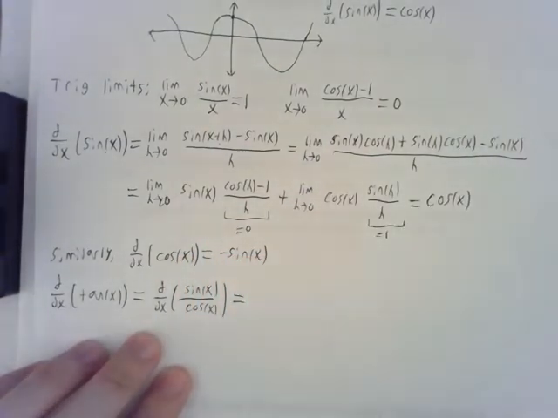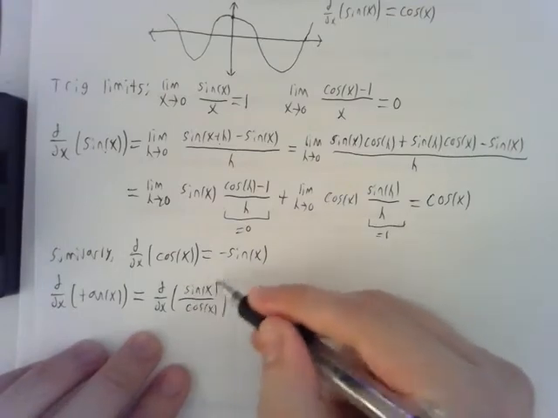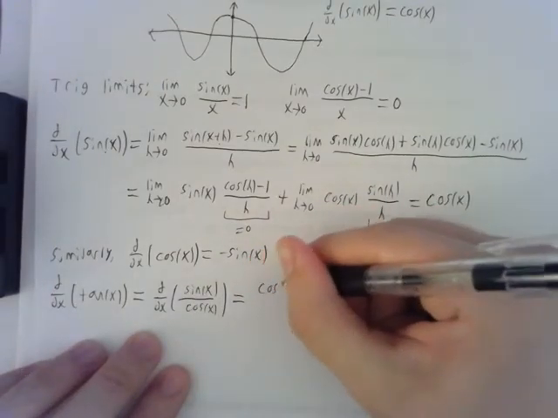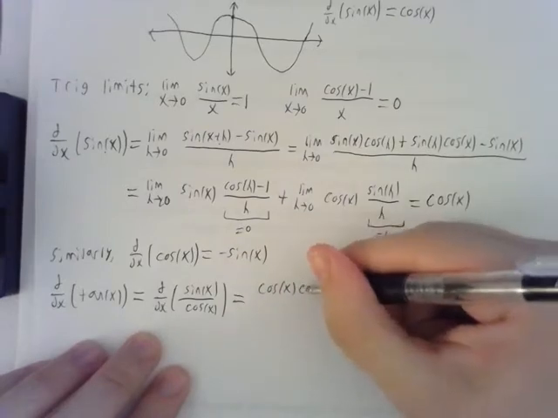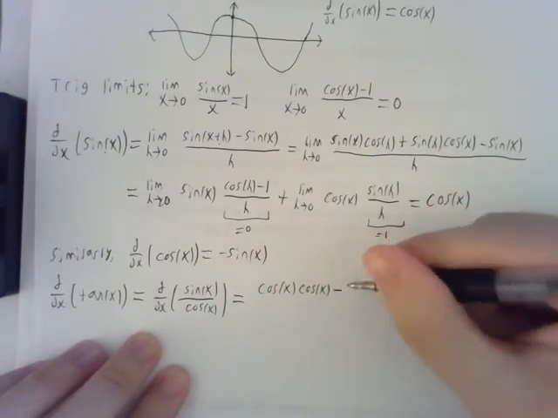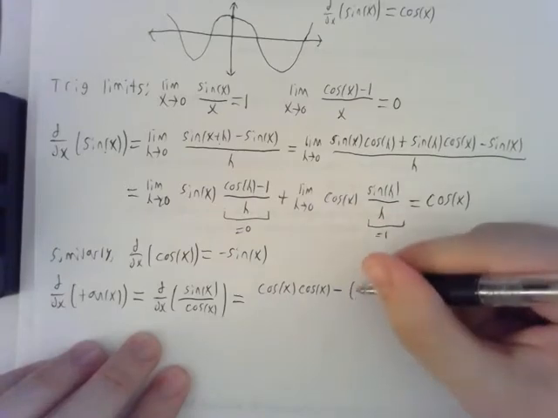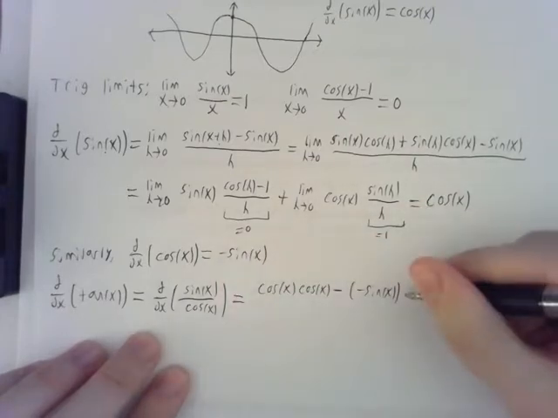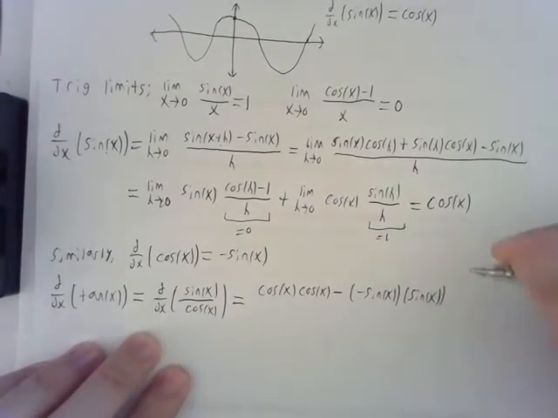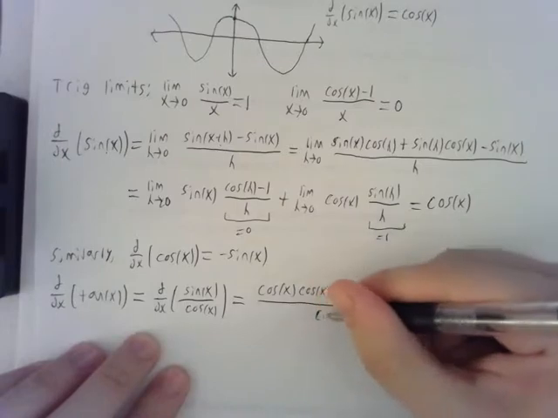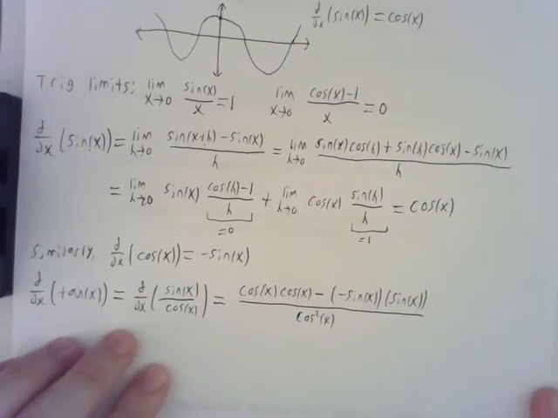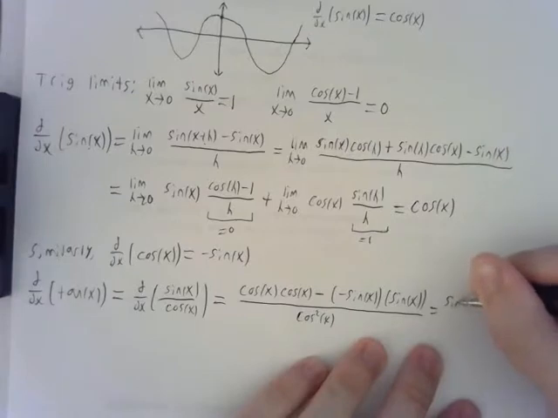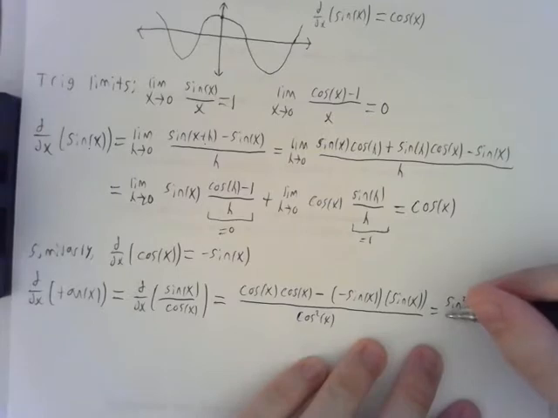So we can apply the quotient rule to this. We have to take the derivative of the top, which we now know to be cosine of x, multiply by the bottom, which is also cosine of x, minus the derivative of the bottom, which is negative sine of x, times the top, which is sine of x, over the bottom squared, which is cosine squared of x. If you simplify this, you'll get sine squared of x plus cosine squared of x divided by cosine squared of x.